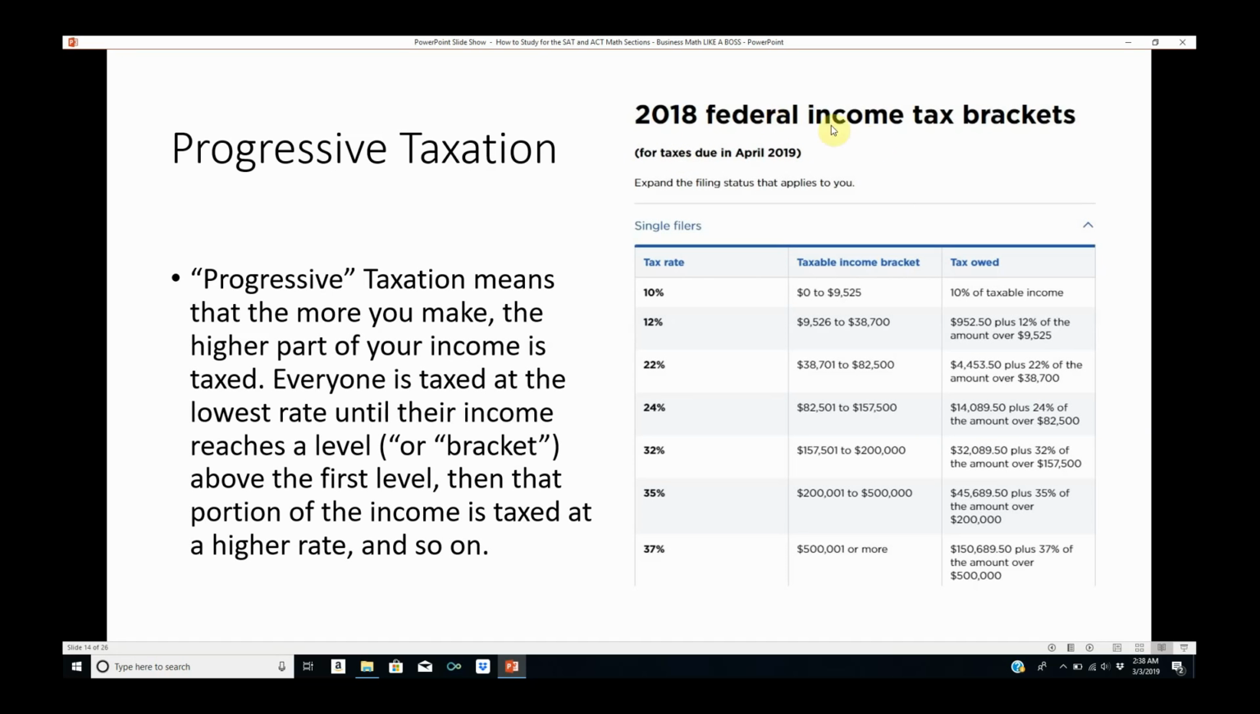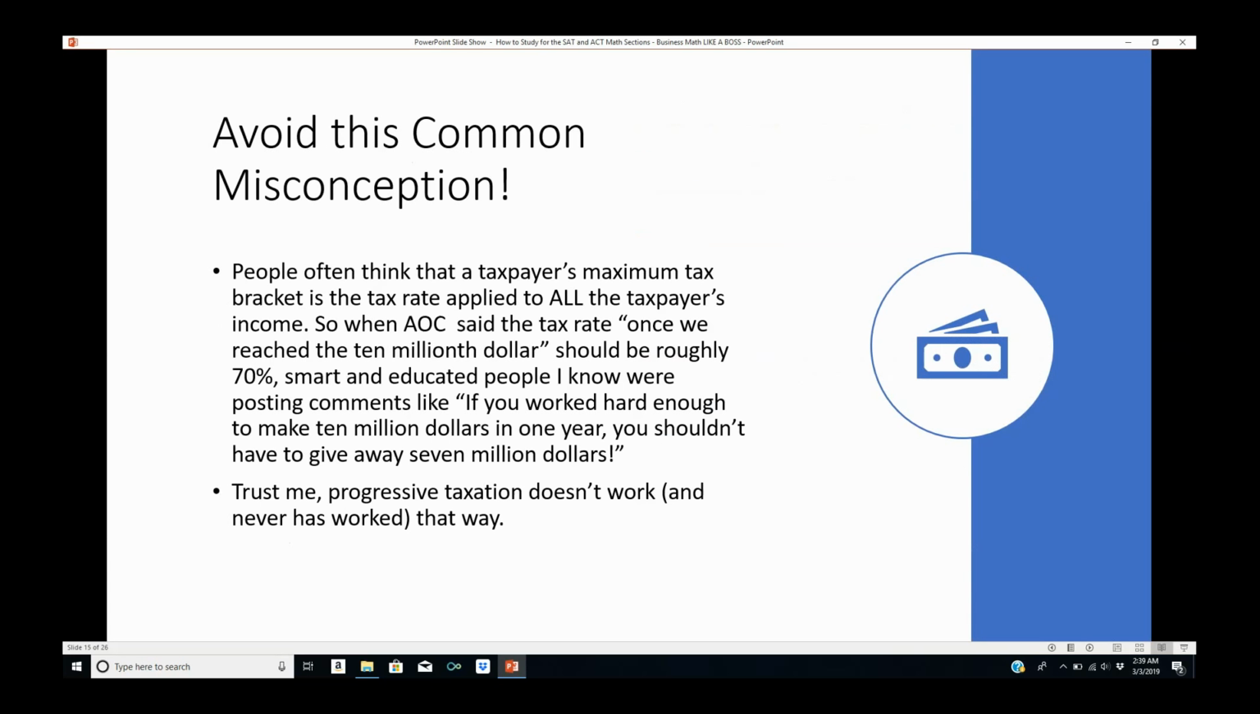So here we have the 2018 federal income tax brackets for people filing single. So 10% applies to 0 to 9,525, so up to 9,525, you're going to pay 10%, and you can see that's going to be $952.50. Everything between $9,526 and $38,700, you pay 12%, so that's going to be 12% of that amount. Then from $38,701 to $82,500, it's going to go up to another level. So let's go and do a little problem here.